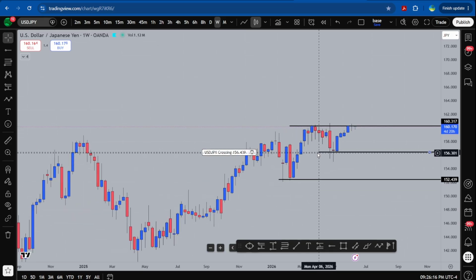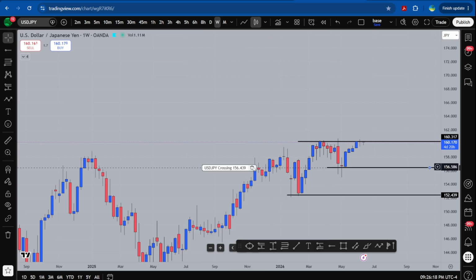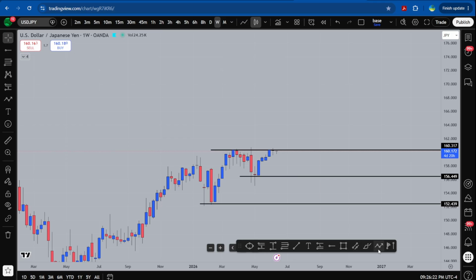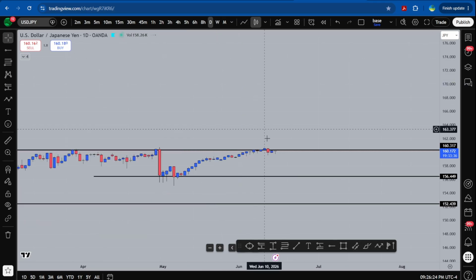So right now we're bullish. I would wait, because just looking at it right now, let's drop down to the daily.